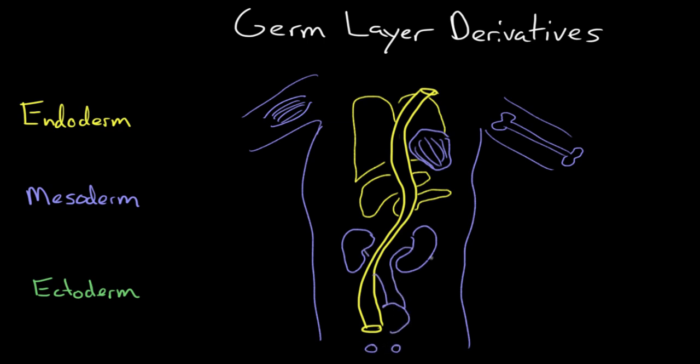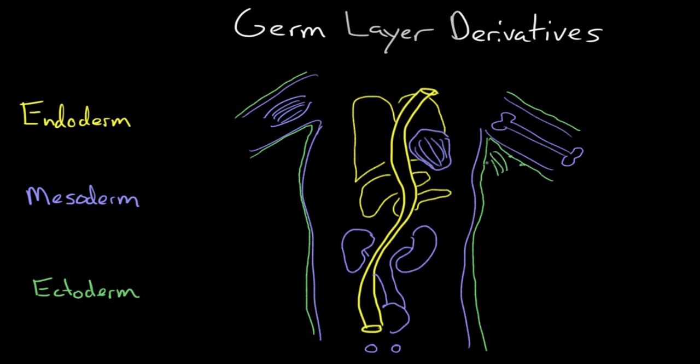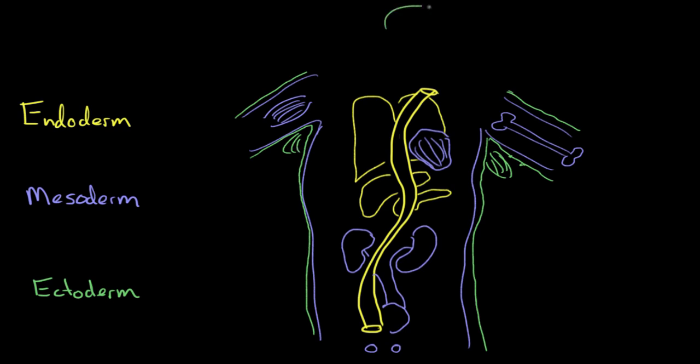ovaries or testes. And moving on to the ectoderm, as you might suspect, the ectoderm forms the outer layer of skin, and it also forms some skin-related items like sweat glands and hair. But interestingly, in addition to skin and hair and glands, the ectoderm also forms our nervous system.